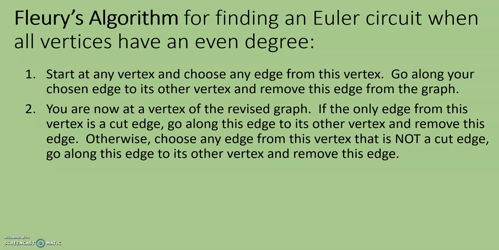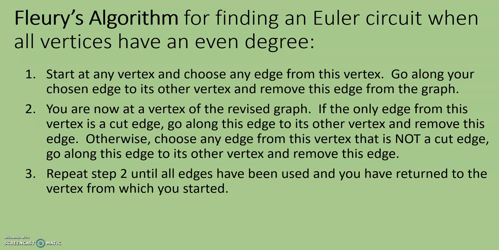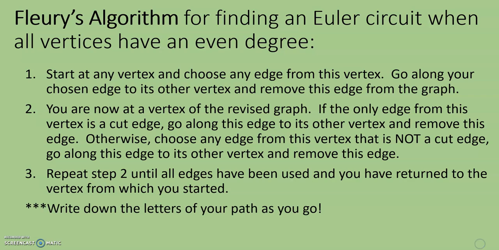If the only edge is a cut edge, use it. Then remove it. Otherwise, choose any edge that is not a cut edge. Go along the edge and remove this edge. Repeat step 2 until all edges have been used and you've returned to the vertex from which you started. Write down the letters of your path as you go. It will make more sense as we do an example together.